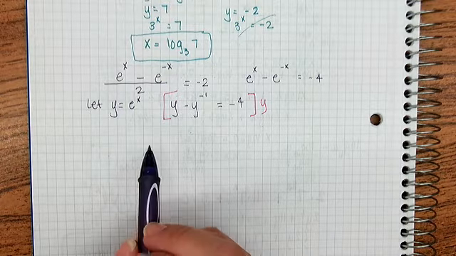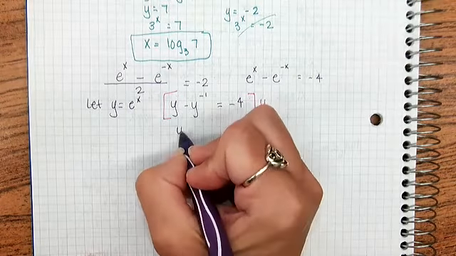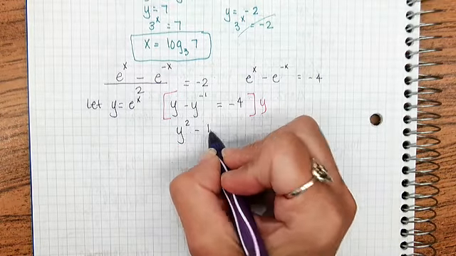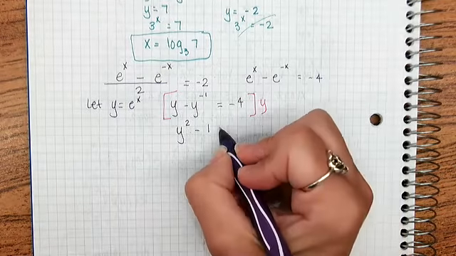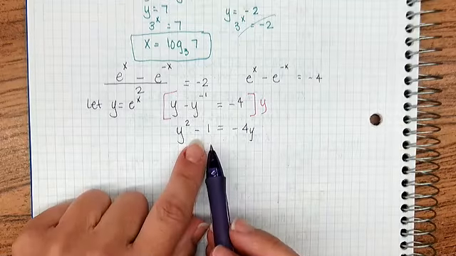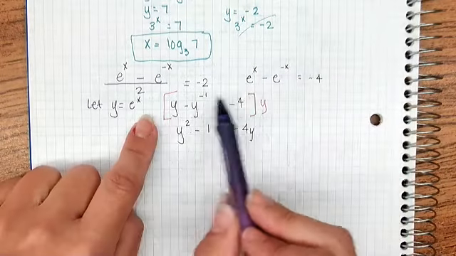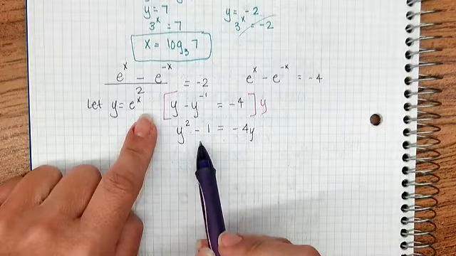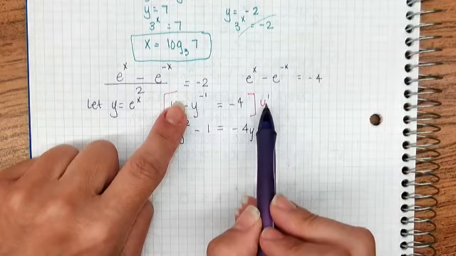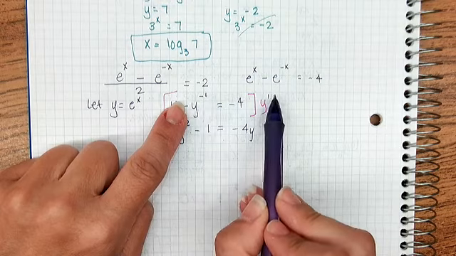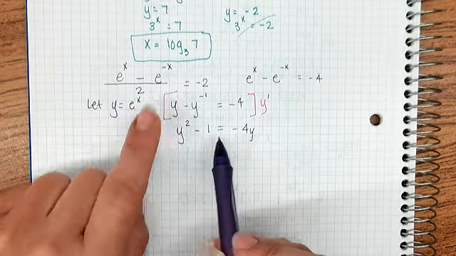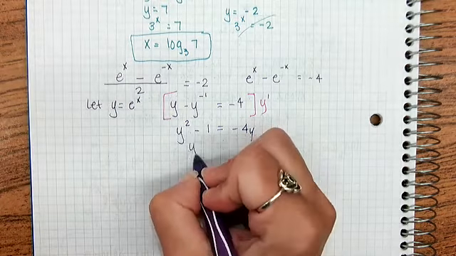Okay. So this is going to become y squared minus 1 equals negative 4y. Okay, how did I get minus 1? Multiply y times y, you get y squared, minus y to the negative 1 times y to the first. Add exponents, you get 0, and anything to the 0 power is 1. Let's set it equal to 0.